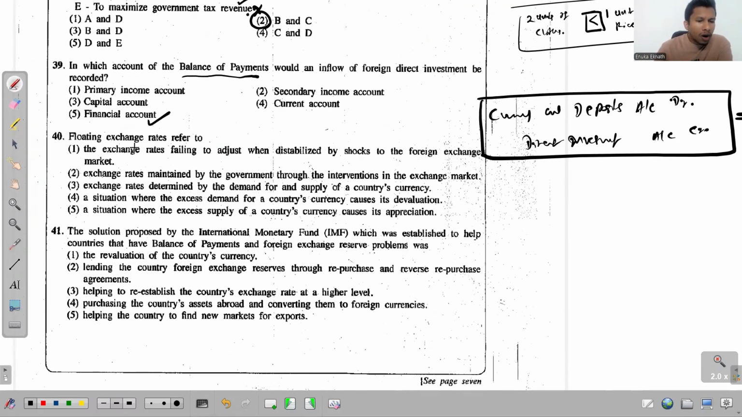Next one, floating exchange rate refers to, see that now, just look at the name, floating exchange rate. The exchange rate floats. Floats based on what? Simply, it floats based on the demand and supply for the available currencies.